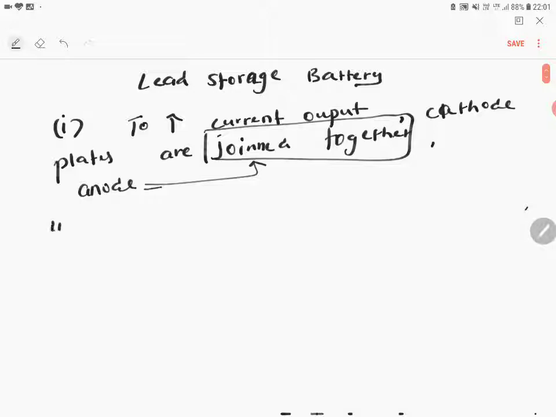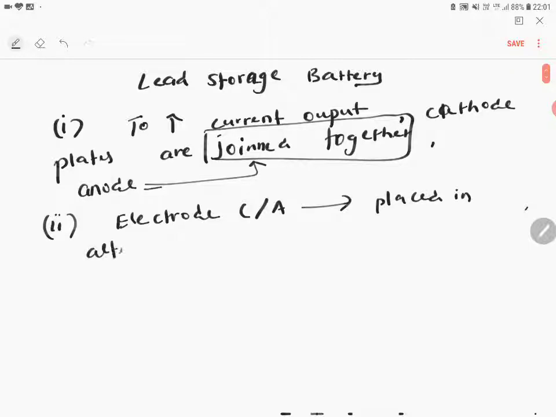Of course, the electrodes are placed in an alternate manner. Alternate electrodes, that is cathode, anode, they are placed in the alternate manner. Here, the cells are connected in parallel, not in series. Understand that.